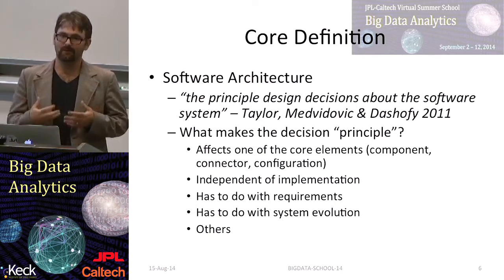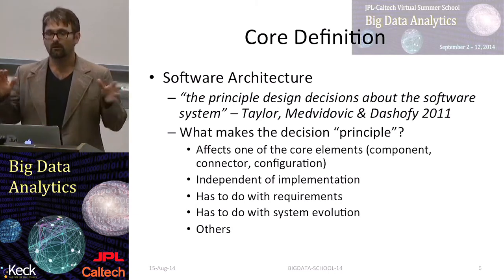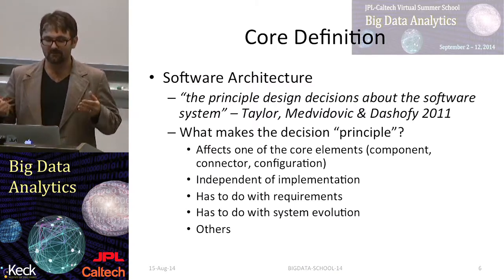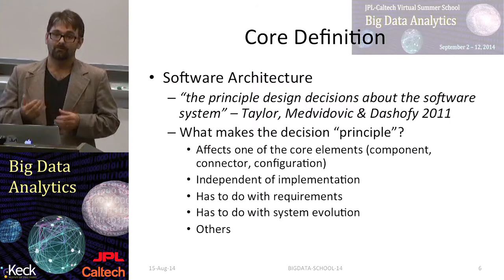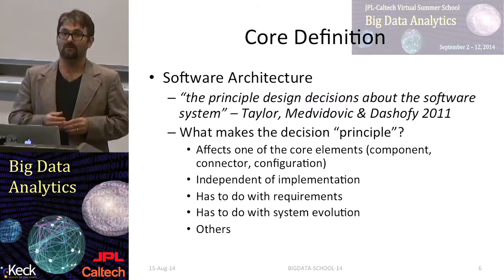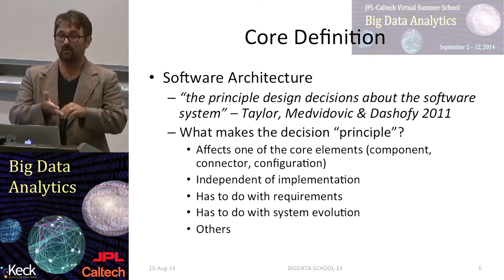So when you're thinking about your big data software system, what are the principal design decisions that you're thinking about there? And what makes a decision principal? Well, building upon what we're learning about in the prior slides, a decision that makes it principal might be that it affects one of the core architectural elements.